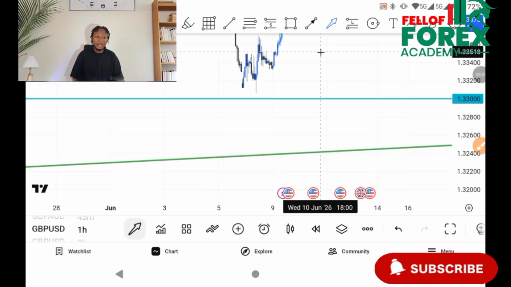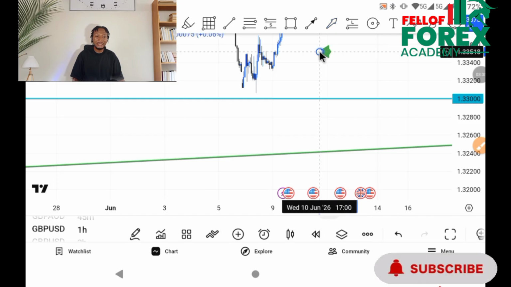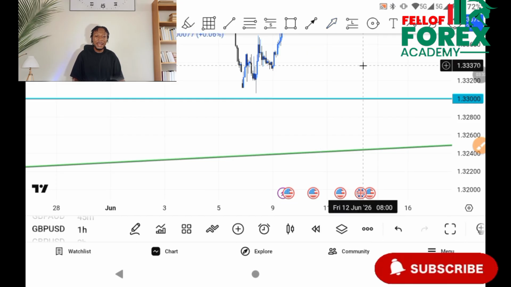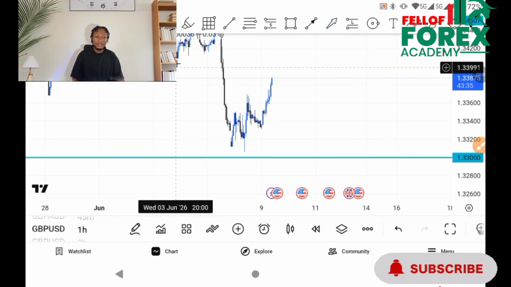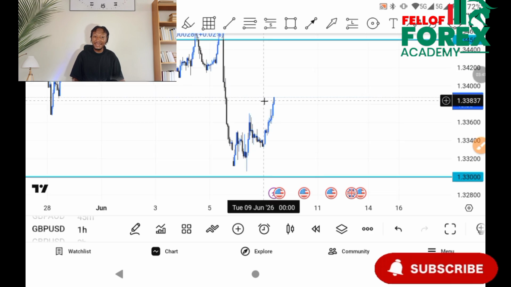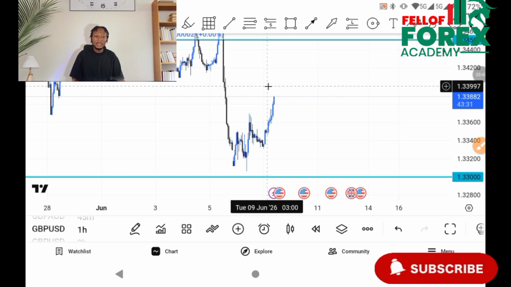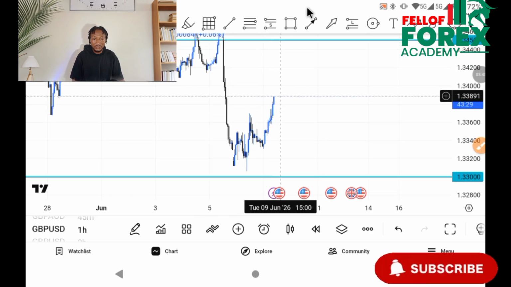So like I told you guys yesterday, we were looking for buys on GBP USD to buy this little pullback, which I am currently in. Okay, and I will surely give the trade breakdown within the week.